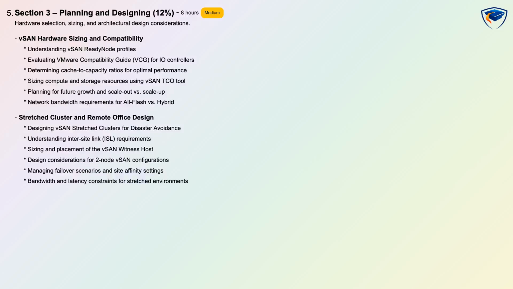You'll learn about initial cluster deployment and configuration, networking for vSAN, and how to configure VMkernel interfaces for vSAN traffic. Key topics include using the vSAN cluster configuration wizard, configuring disk groups and claiming disks, and deploying vSAN witness appliance for 2-node stretched clusters.